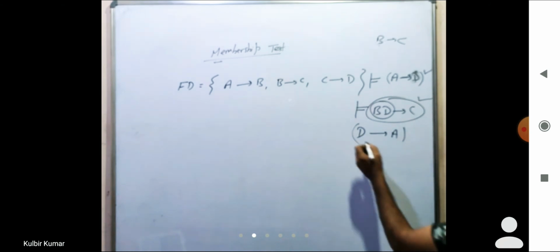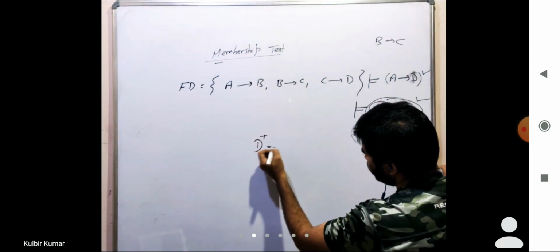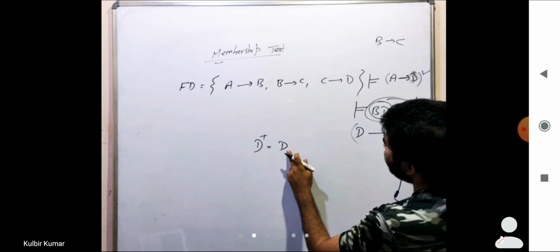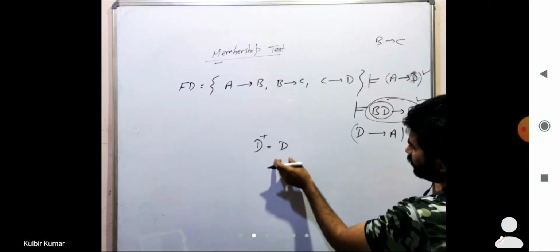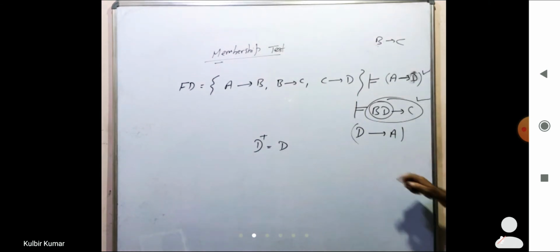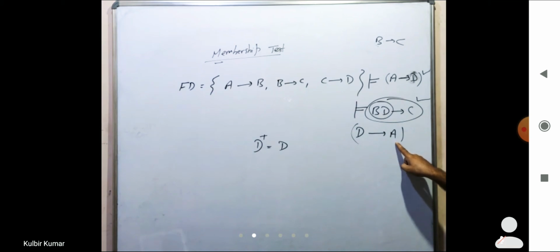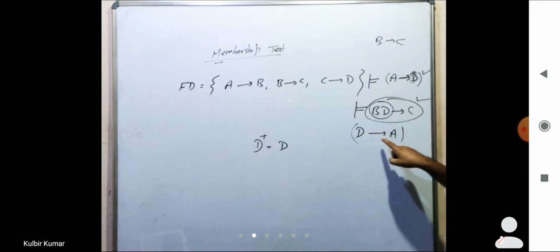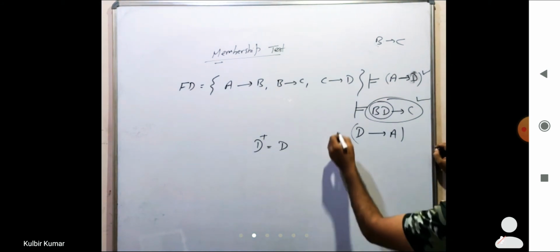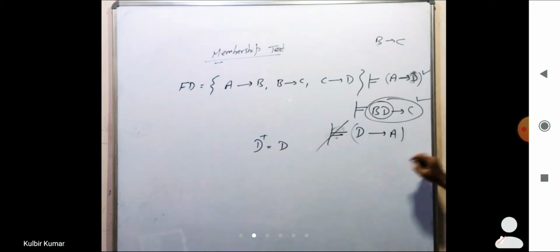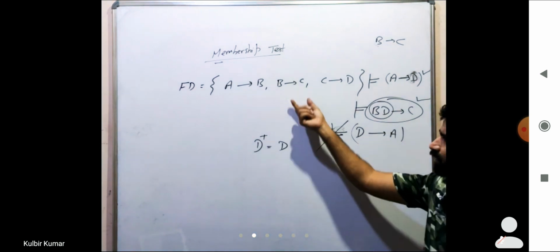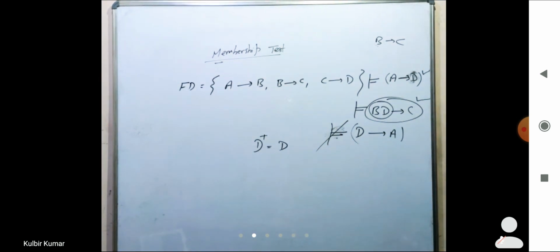So I will take the closure of D. D closure is D itself. Can I derive anything further with the help of D? No, I cannot derive anything further. This means from D I cannot derive A. With the help of D closure, I cannot derive A. So finally, what can I say? I will say that it is not implied. It means D goes to A is not a member of this functional dependency set. Got it or not?